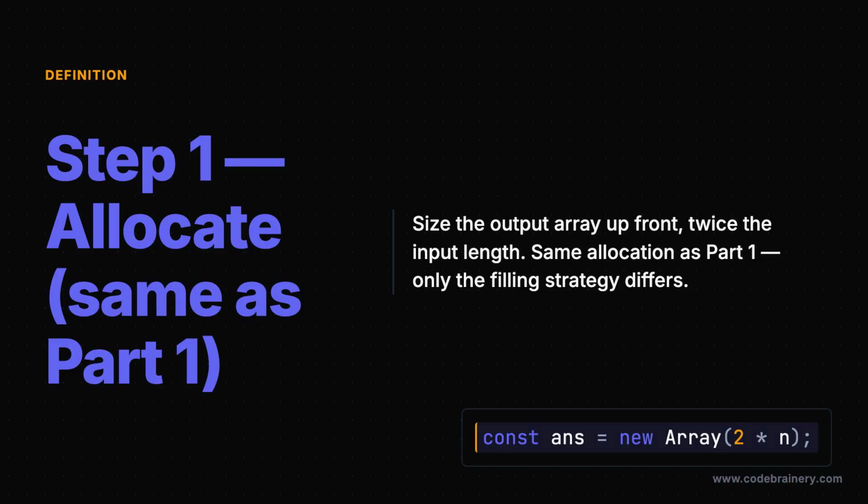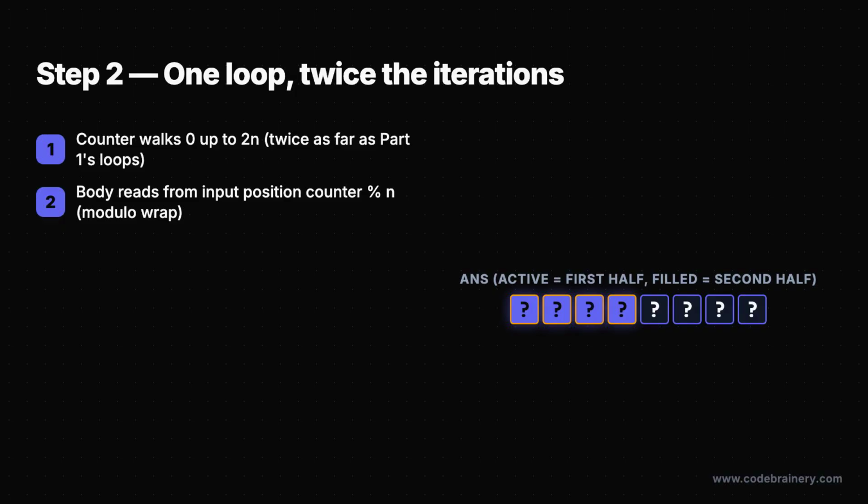Setup is identical to Part 1. Allocate the output array with twice the input length. Locked, fixed size, ready to receive. Now the instinct. Instead of 2 loops, 1. Walk a counter from 0 up to twice the input length. For every position, write one element. The question is, which element from the input do we read?